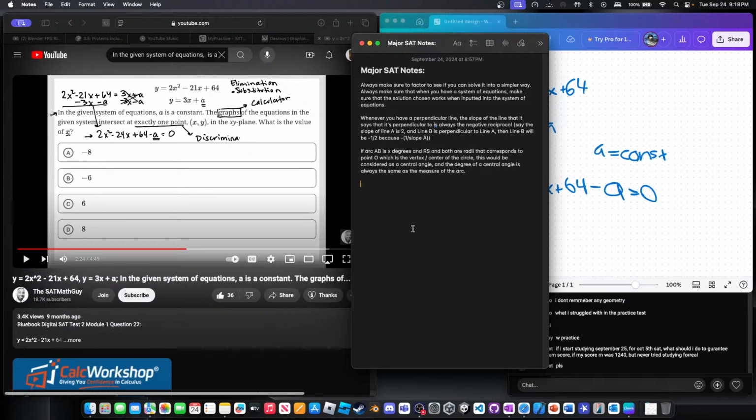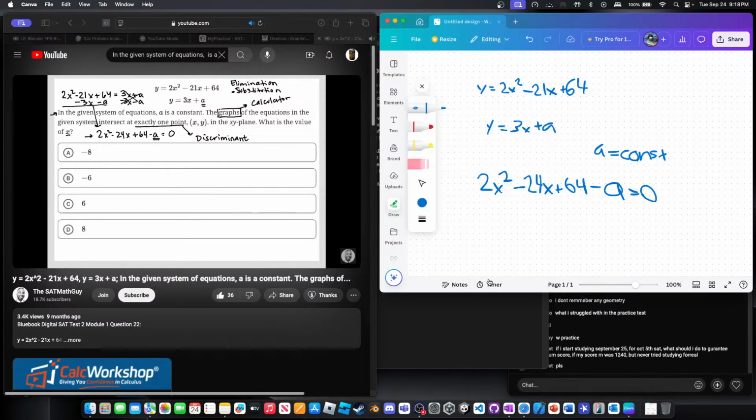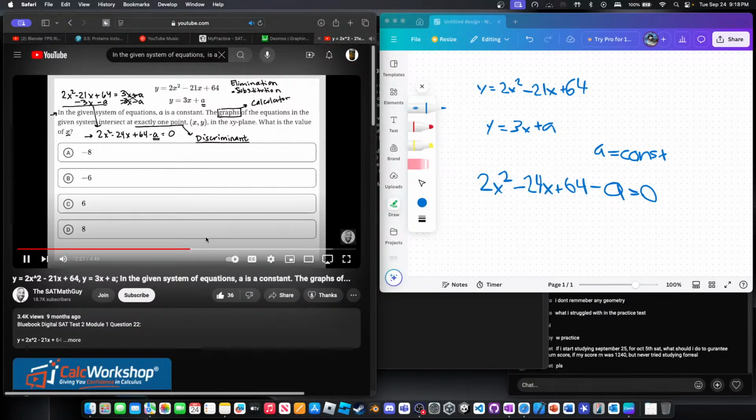I need to make sure. Discriminants. Make sure that's important. That's also important to this geometry stuff. Perpendicular lines. I have to make sure to be careful. So I would definitely get used to it if I were you.